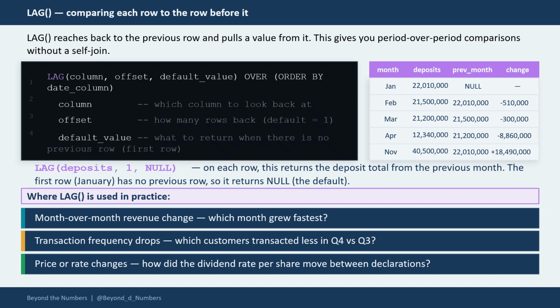Where does this matter in practice? Month over month revenue: which month grew fastest? Transaction frequency drops: which customer transacted less in Q4 versus Q3? Then you have the dividend rates: how did the rate per share move between declarations? So anytime you need to compare something to its own past, LAG is an essential tool to use.